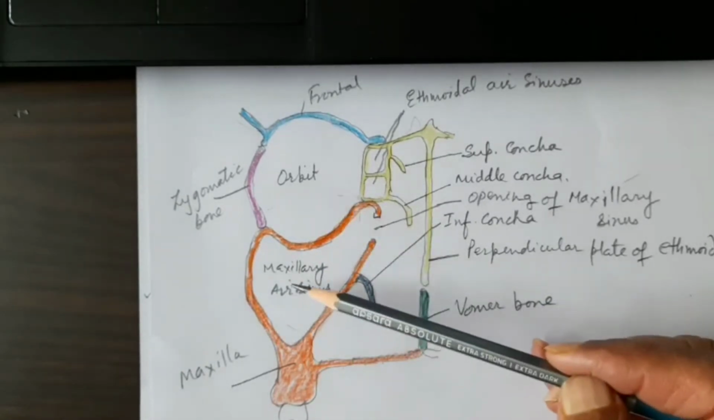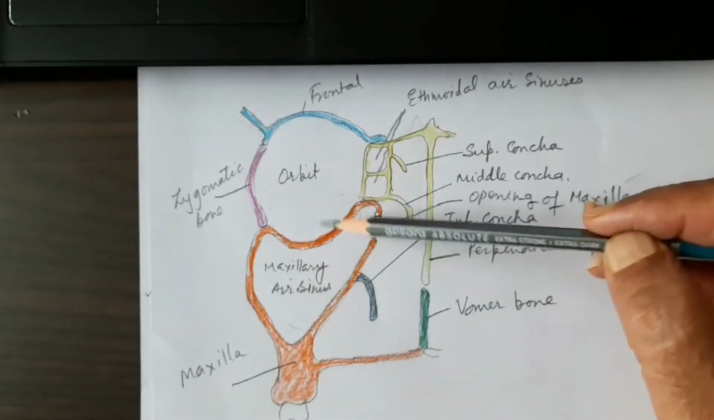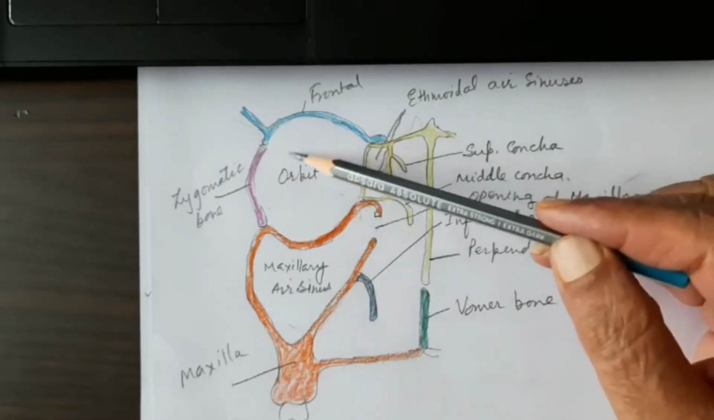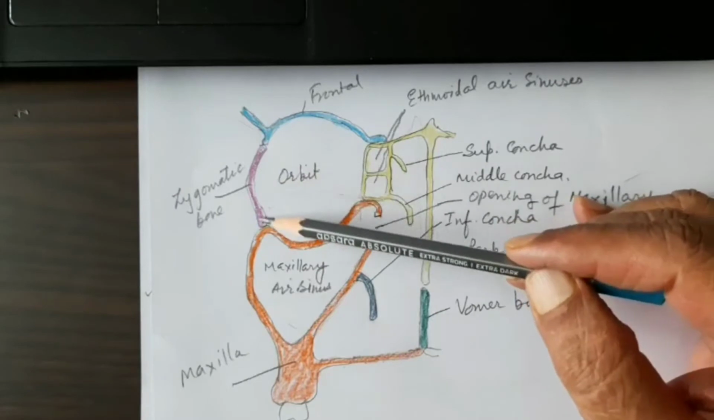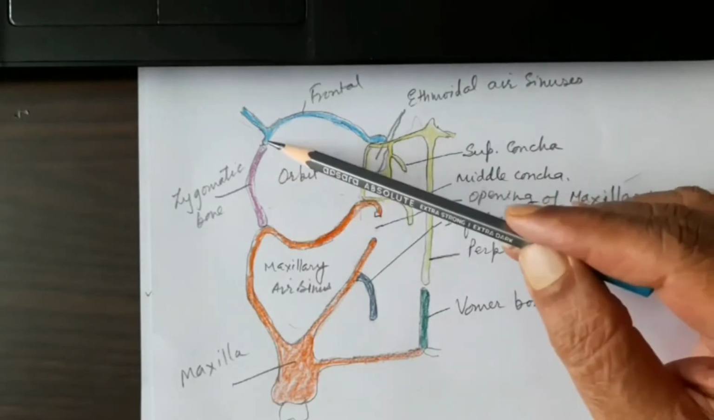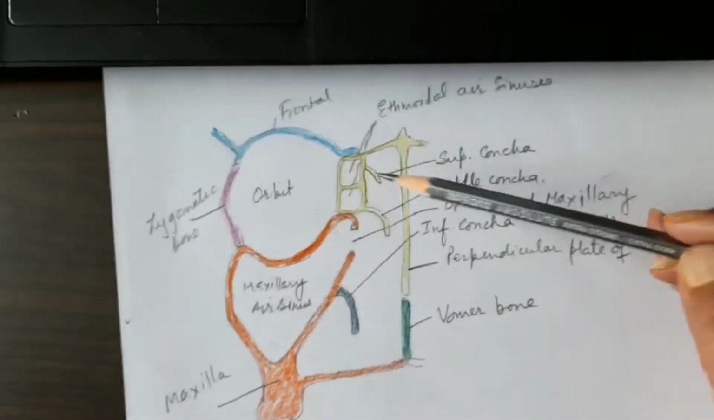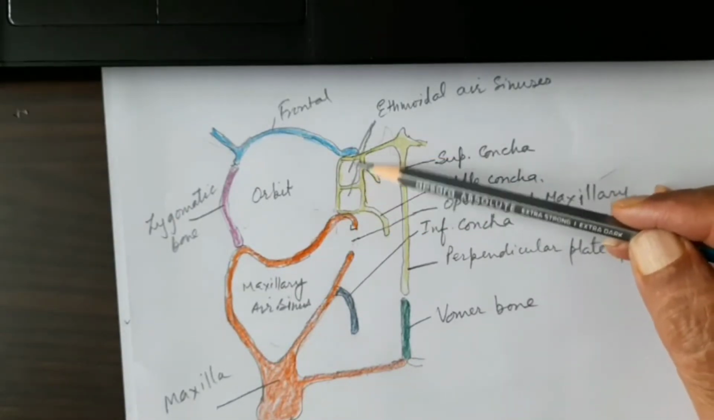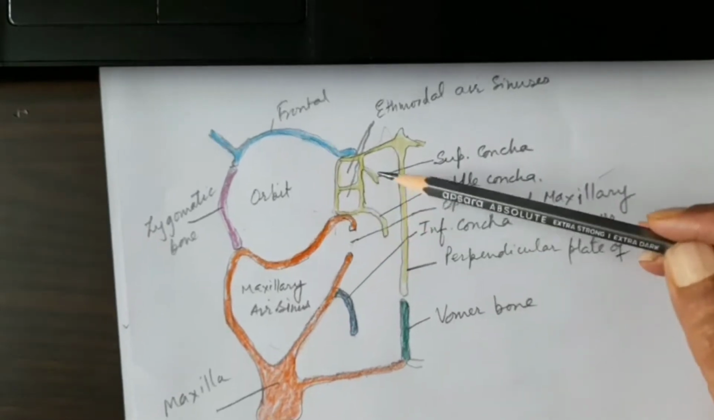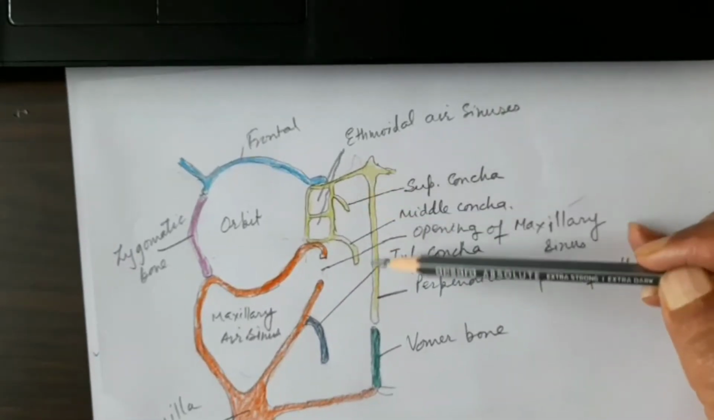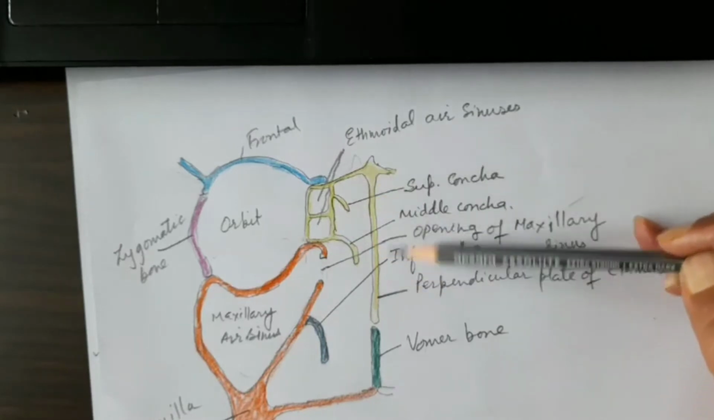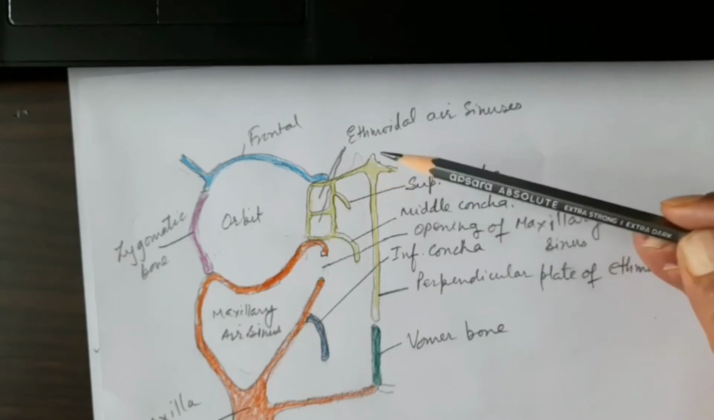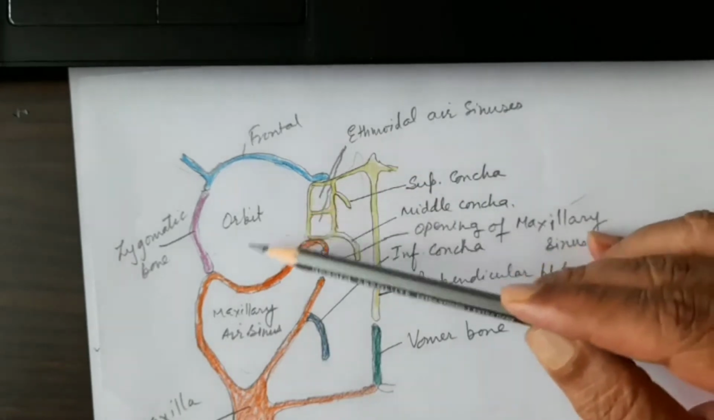Above this cavity of the maxillary air sinus, it is separated by the orbital plate of maxilla from the orbit. This is the orbital cavity. Laterally it is the zygomatic bone. Superiorly the roof is frontal, and medially is the ethmoid bone, the air cells, the ethmoidal air sinus. Here you can see the whole in yellow color is the ethmoid bone. You can see here just medial to the ethmoidal air sinuses, which form the medial wall of the orbit.